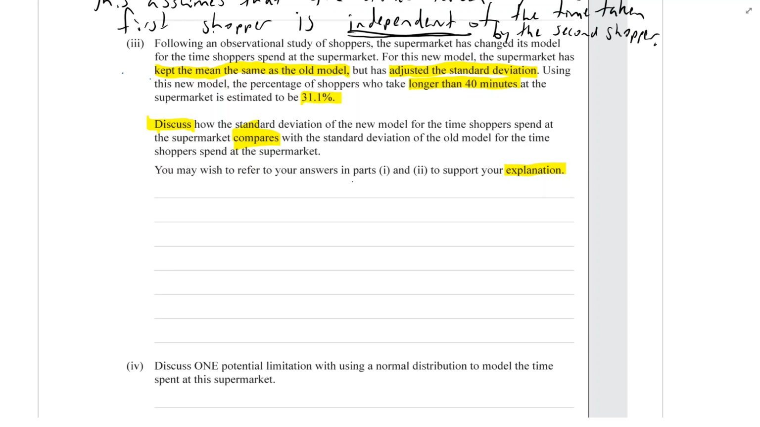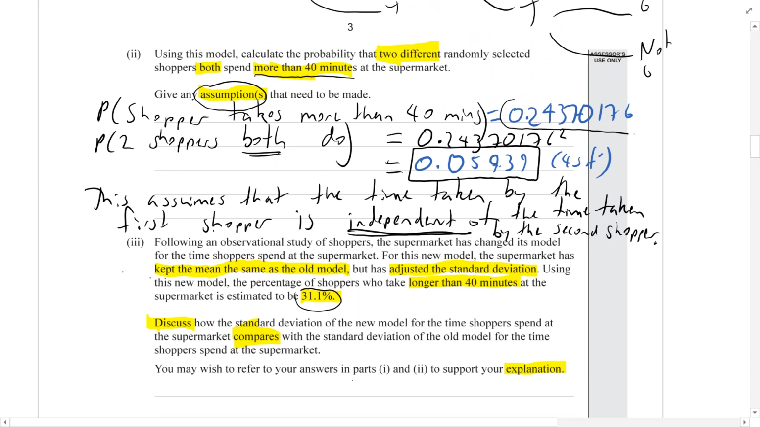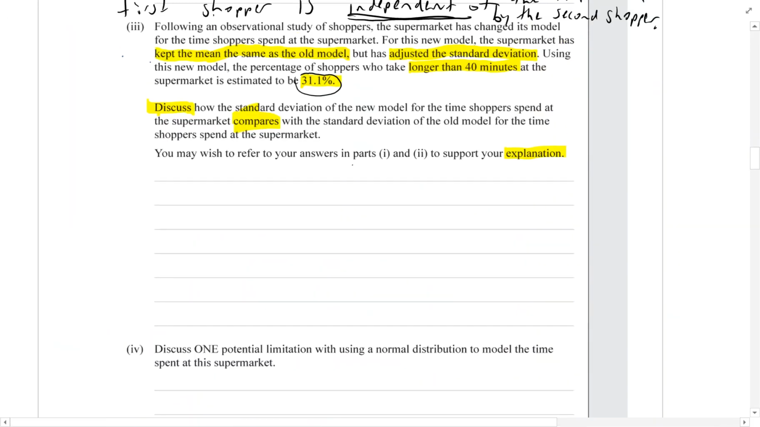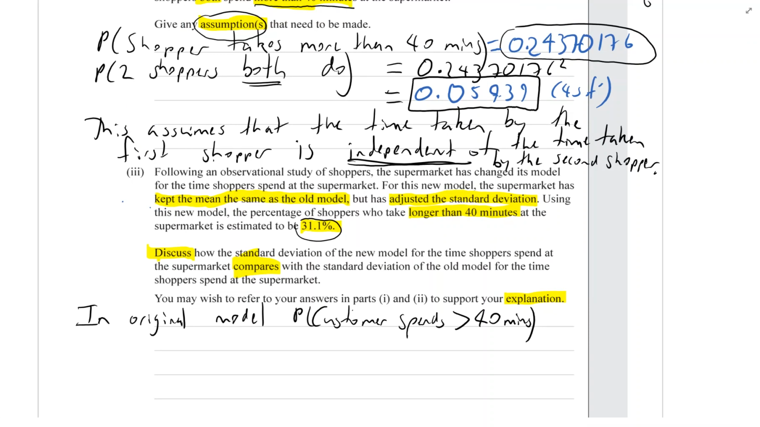And we know that the probability that a customer takes more than 40 minutes in the shop is now 31.1%, whereas it was, what was it before? It was only about 24%. So that's risen. Okay, so let's write that down. We'll start by writing down what you know straight away. Gets you started. So we know that in the original model, the probability that a customer spends more than 40 minutes was 0.2437.